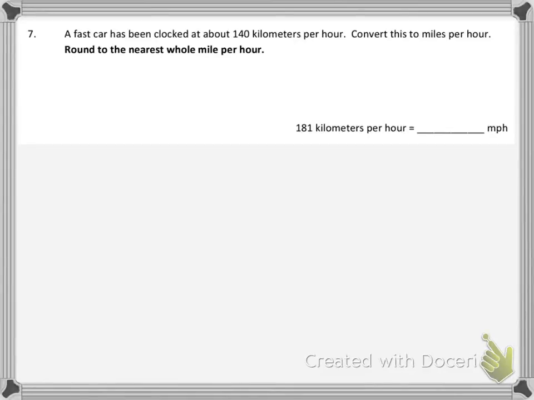Before we start this problem, there's a couple of typos that we need to correct. In the problem itself, it says that the car is traveling 400 kilometers per hour, and then down below it's 181. So change that 181 to 140. And the other typo is that they're claiming that this is a fast car.